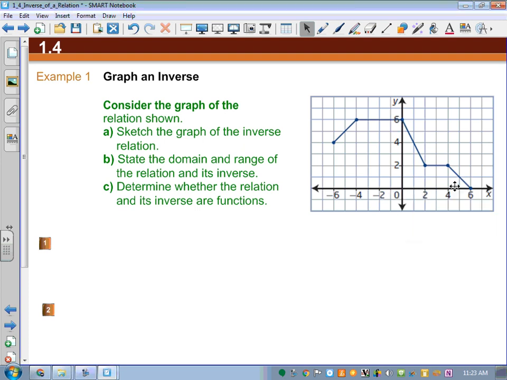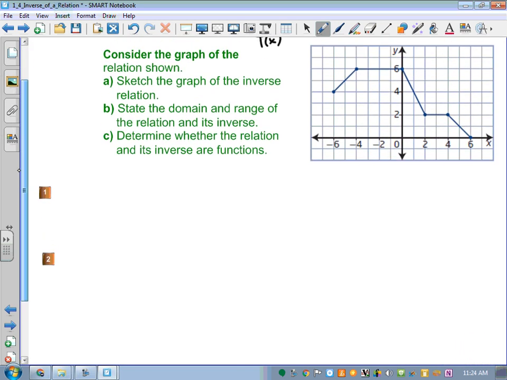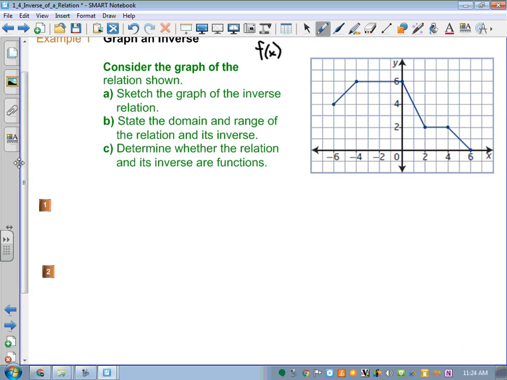Welcome to 1.4, example 1, where we start to actually look at the inverse itself. One of the things I'm going to do, just to make this a little bit easier with the language, is identify that the function they've given to us is f of x. The only reason I want to do that is because knowing how to go from f of x to the inverse of f of x makes this so much easier.